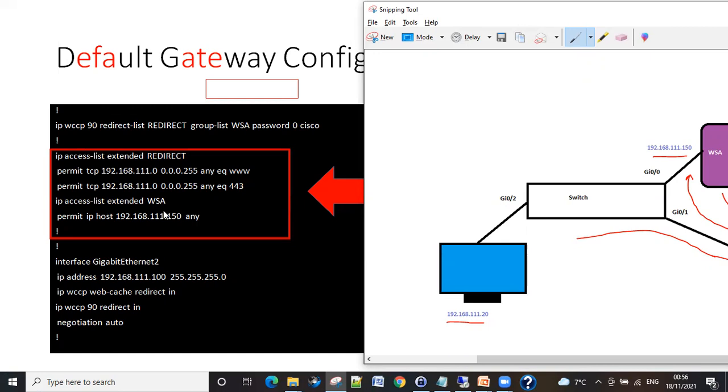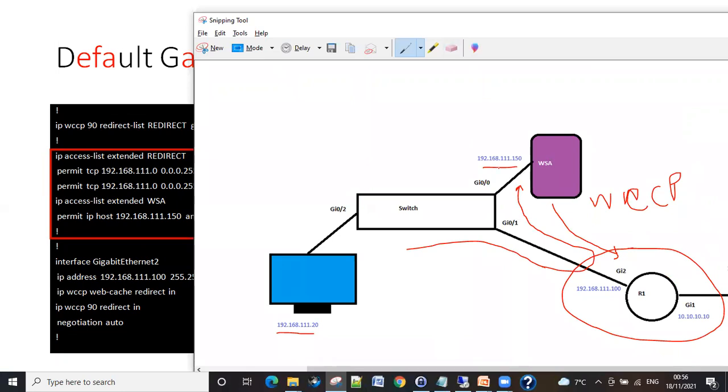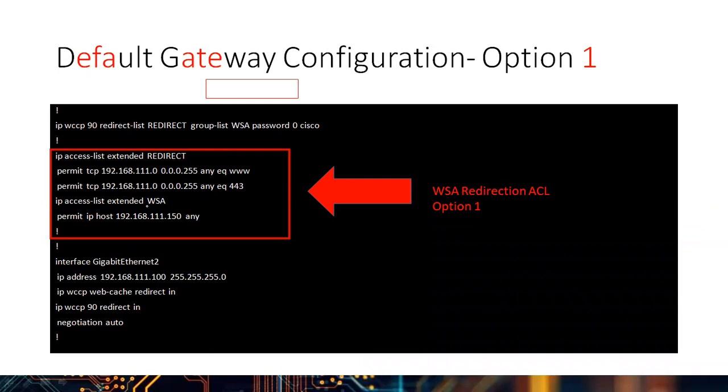We have created a separate ACL to allow the proxy, which is .150, where we do not want the router to redirect the traffic. What I mean is, when any user from this network 192.168.111.0 tries to access through the router, the traffic should be redirected to WSA. Instead, when WSA is trying to access any destination, that traffic should not be redirected. So that exception for WSA is achieved by a separate ACL. And we call both ACLs into the WCCP configuration. We give an entry of 90 and call it within this area.